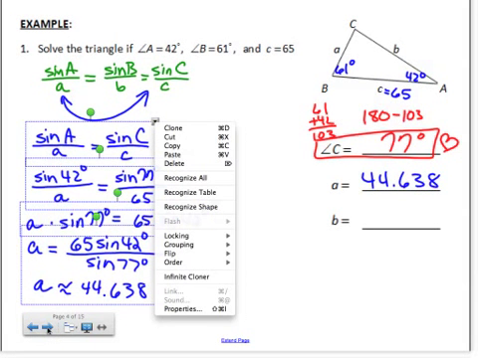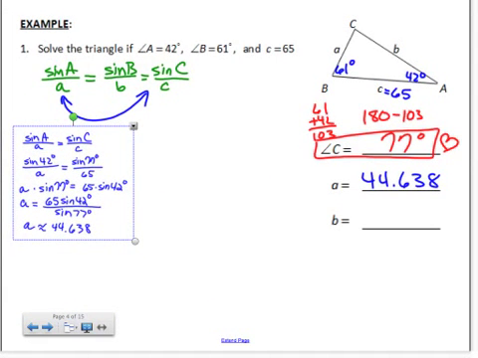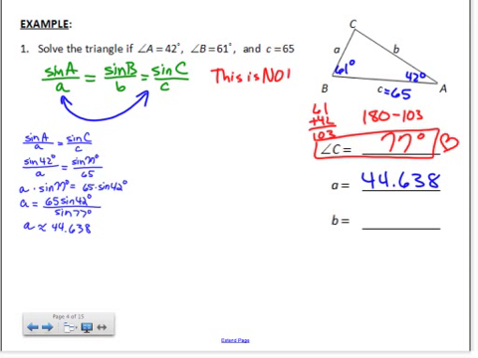Now, when we solve for B, we have two options. We could either use sine of big A over little a or sine of big C over little c. But if you use sine of big A over little a, you have a nasty approximated answer that you just got. That's not a good idea.